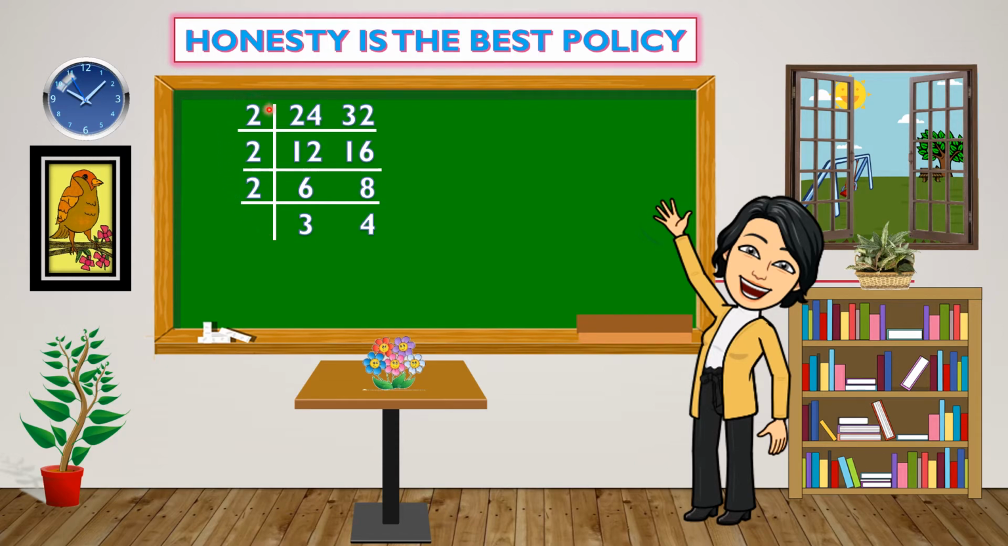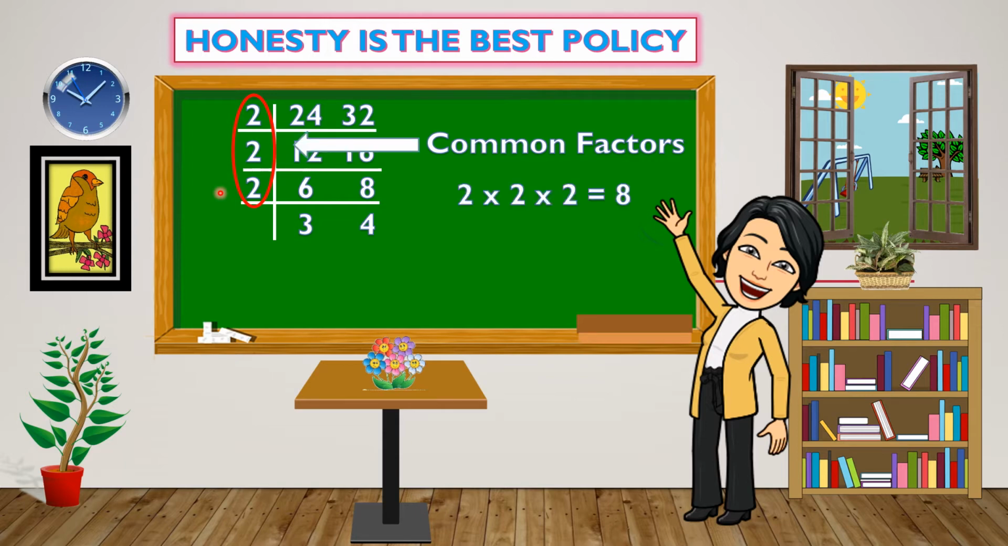So all the numbers at this part, 2, 2, 2, those are the common factors of 24 and 32. Then we will multiply them. 2 times 2 times 2 equals 8. Therefore, the GCF, or the greatest common factor of 24 and 32, is 8.